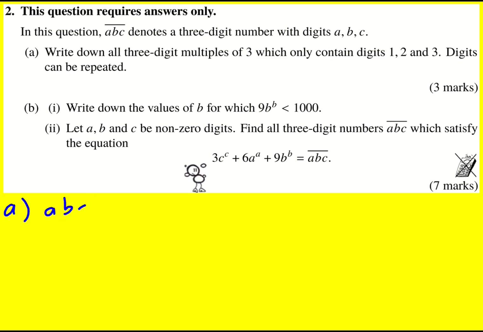It's got this little line above it. And then we're asked to write down all three-digit multiples of 3, which only contain digits 1, 2, and 3, and digits can be repeated.